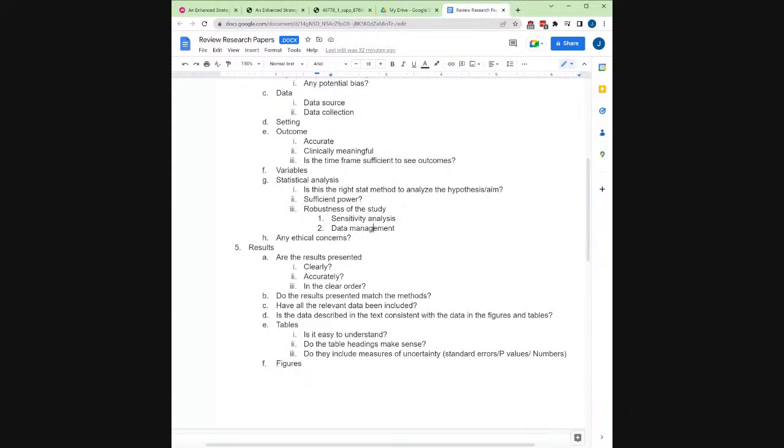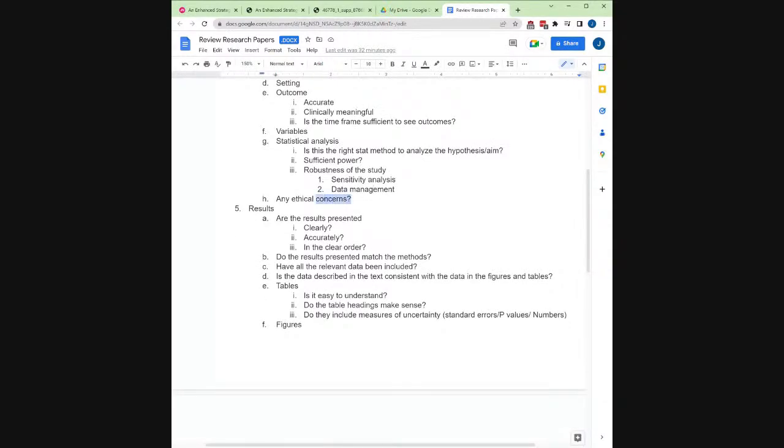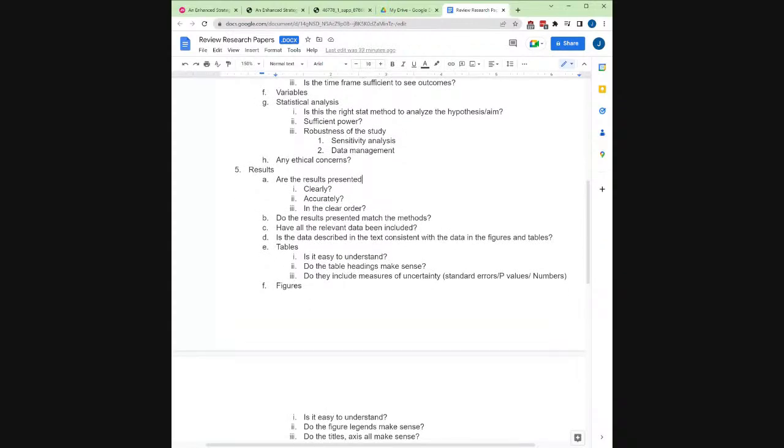Since this is not a large data set analysis, there was not as much on variables, statistical analysis and sensitivity analysis. Any ethical concerns? Earlier in the paper, they talked about getting IRB approval. They did not get patient consent; they got a waiver. Now, let's go to results. Were the results clearly presented? Was it accurate and in a clear order?